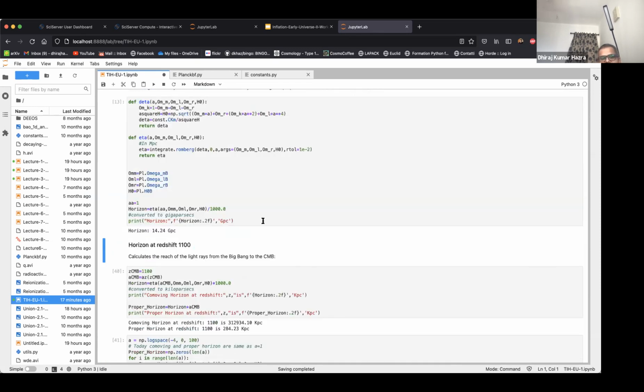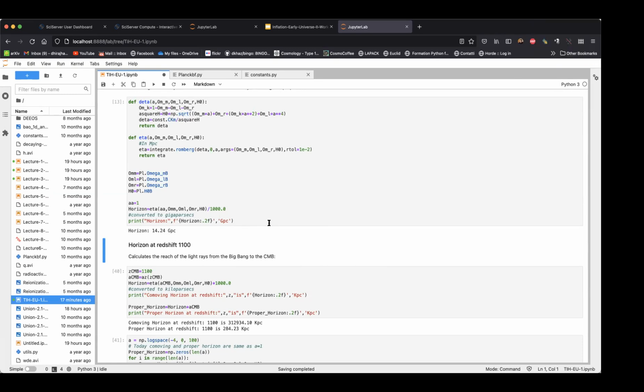Okay, so yesterday I mentioned in that slide, you just compare this slide with this notebook. Although this notebook contains all the equations, you don't have to, but you can have a recap with this. Okay, horizon today is 14.24 gigaparsec. If you change it to light years, you can see that it is of the order of 40 giga light years. Yeah, anyone was asking anything?